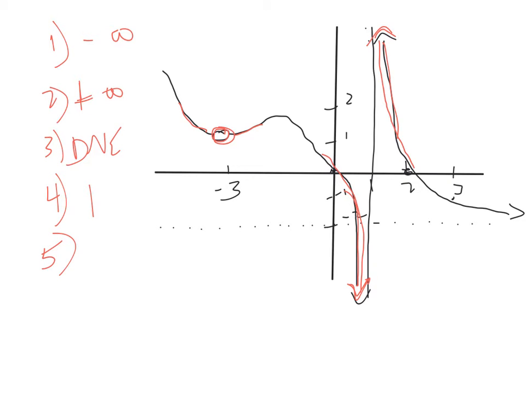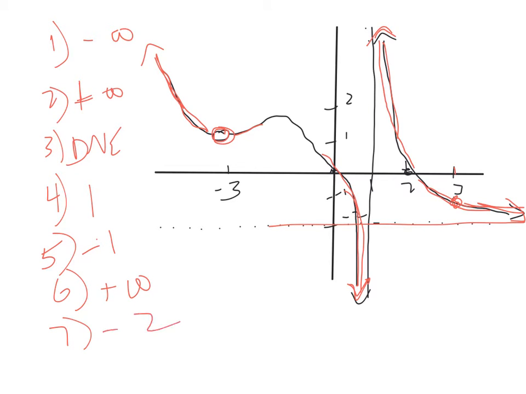For number 5, as it's approaching 3, it has a clear value at negative 1, and both from the left and the right, it's approaching negative 1. For number 6, what is the limit as it's approaching negative infinity? As it's approaching negative infinity, we're going up to positive infinity. And for the last question, number 7, what is the limit as it's approaching positive infinity? As it's approaching positive infinity, it's going to run along this horizontal tangent at negative 2.